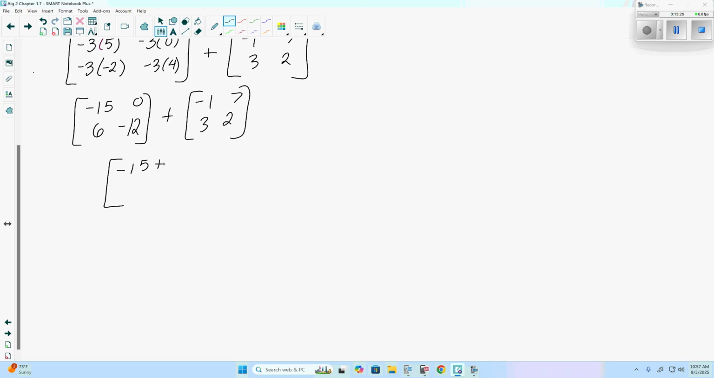Once we get the scalars done, then we can move on to our addition. So we'd have negative 15 plus negative 1, 0 plus 7, 6 plus 3, and negative 12 plus 2. Because the sign in the middle is just plus, and the negative 3 was just in front of the first matrix, it wasn't in front of the second. Now, the only way we would multiply it with both is if it was negative 3, parentheses, then our two matrices being added together. Because we're saying it's being distributed across both.